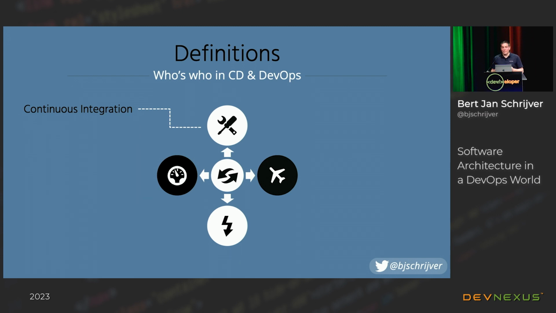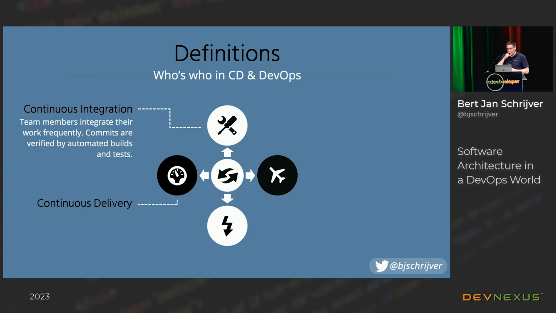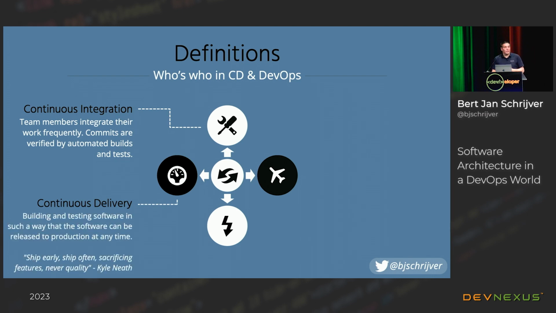So definitions matter. Continuous integration is about continuously integrating work from different people in version control, and verifying this by having a build and an automated test suite. Then continuous delivery is the next step. This is a way of building and testing software in such a way that it's always in a releasable state. So it's not necessarily deploying everything right away, but having practices to verify that your software is always releasable.